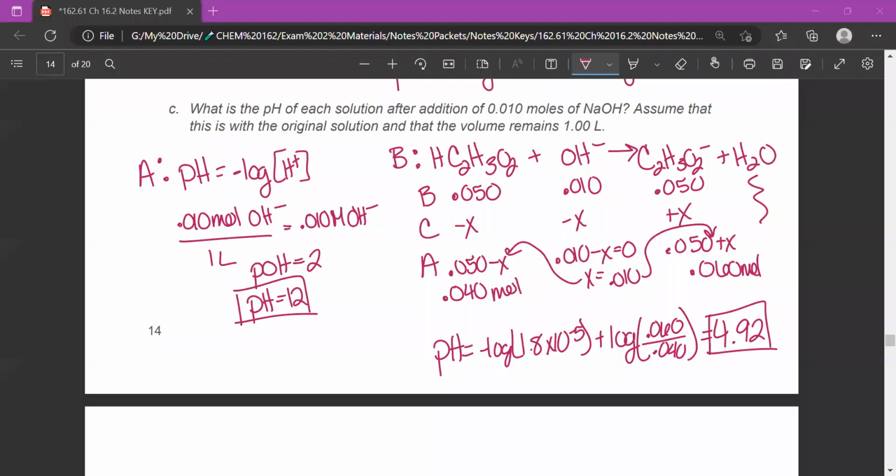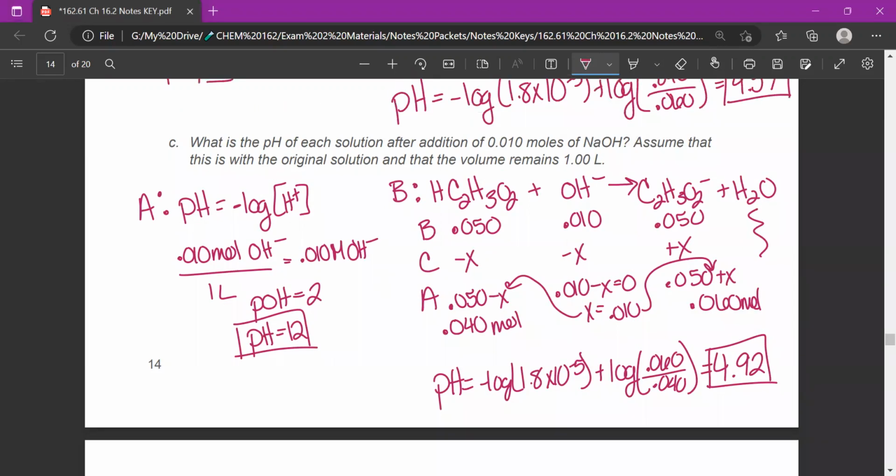Okay, so this was just going the opposite direction. Now again, pay attention to the OH minus in this part. In A, I wanted to find the pH. Well, what I did is I found the concentration of OH minus, which was just 0.01. The pOH is 2, so the pH is 12. Okay, so that drastically changed the pH in adding the base. Now in solution B, I wrote what happened.